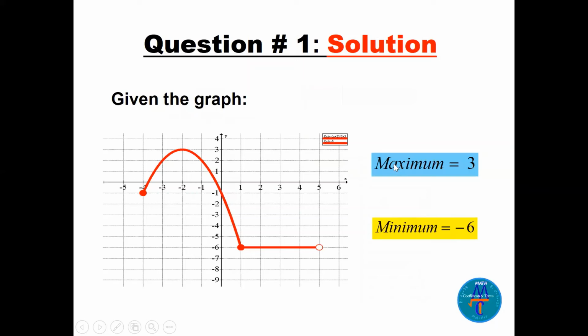So what is the maximum here? The maximum is the largest number in y. So it is 3. The minimum number is minus 6. So if I say find the range, this is the range from minus 6 to 3. The domain will be closed minus 4 to 5 open. That's the domain if you want to find the domain.